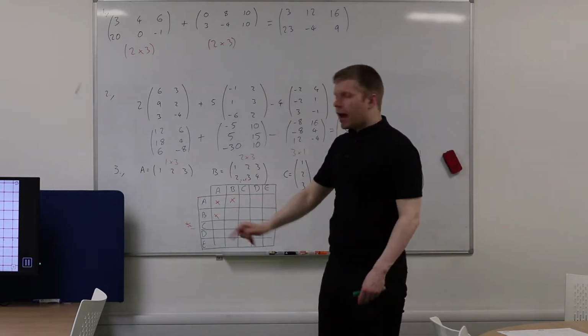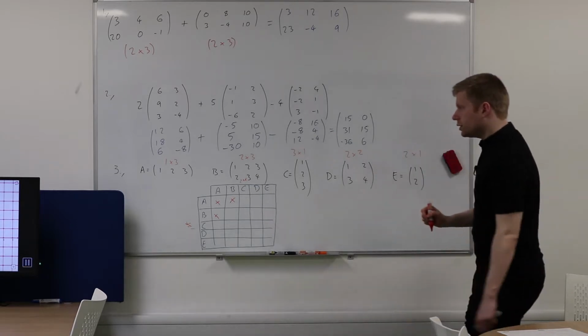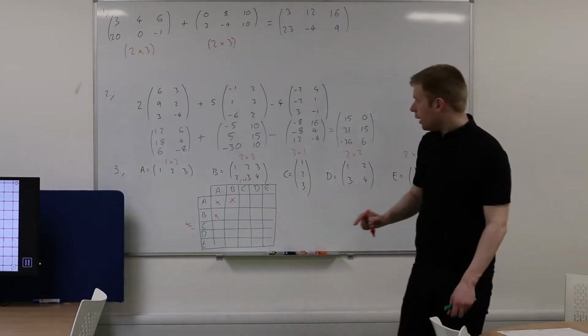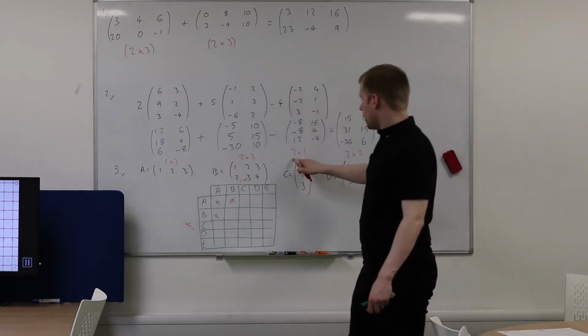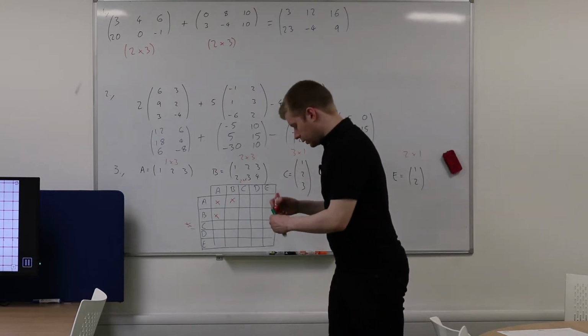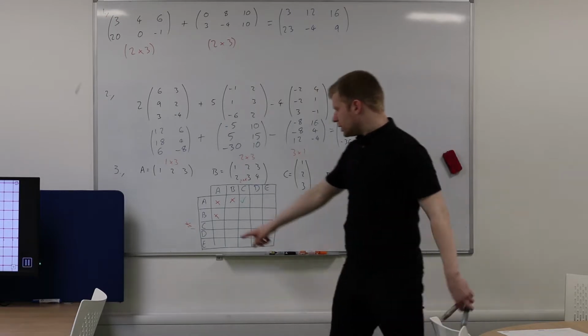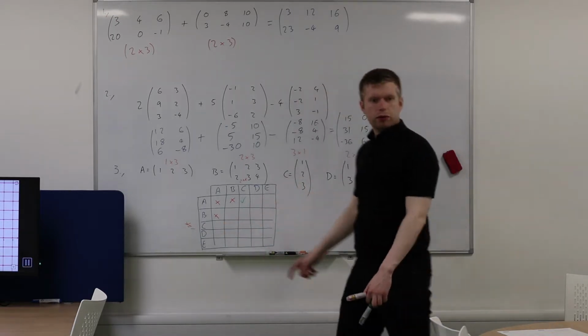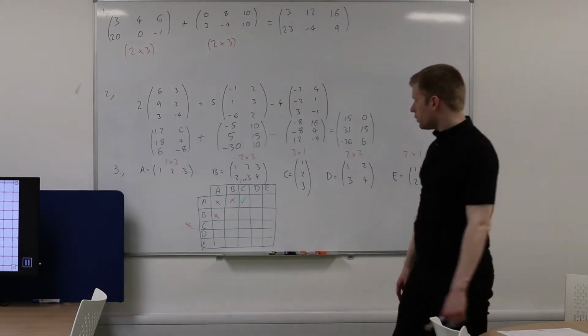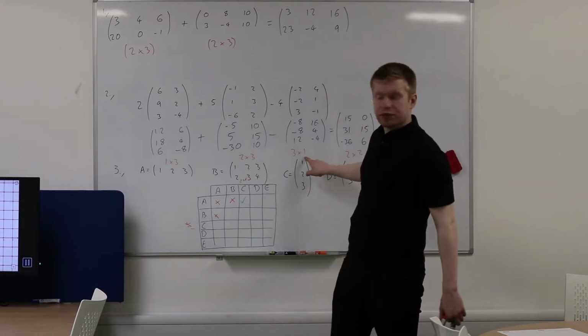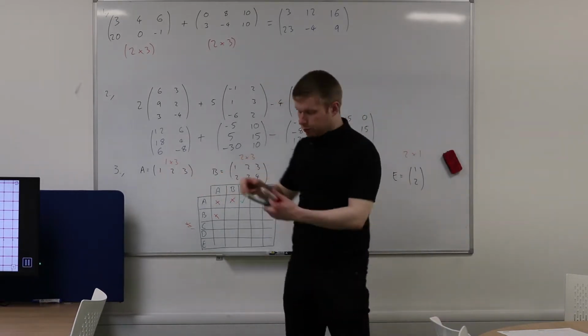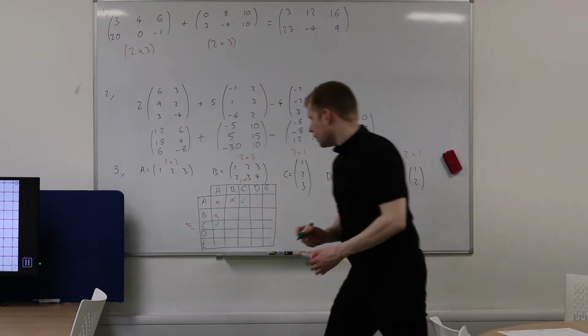All right, can we do A times C? Can we do A times C? Yeah, I think so, because the columns match up with the rows. So I think that's definitely possible. Can we do C times A, though? Can we do it the other way around? Yeah, I think so, because the columns match up with the rows. So that's also possible. Okay, good.